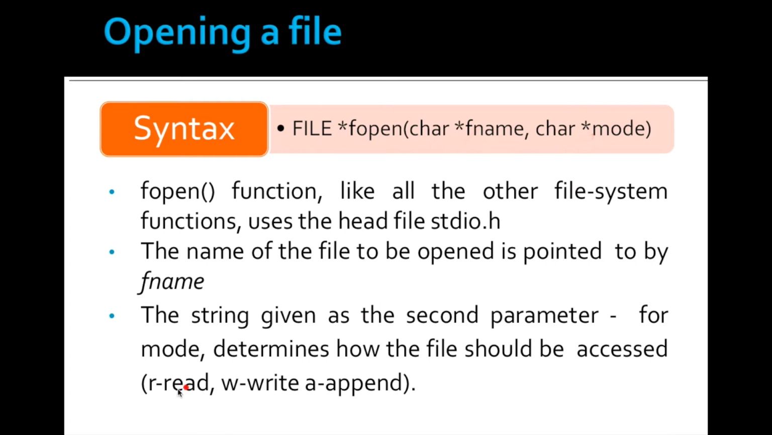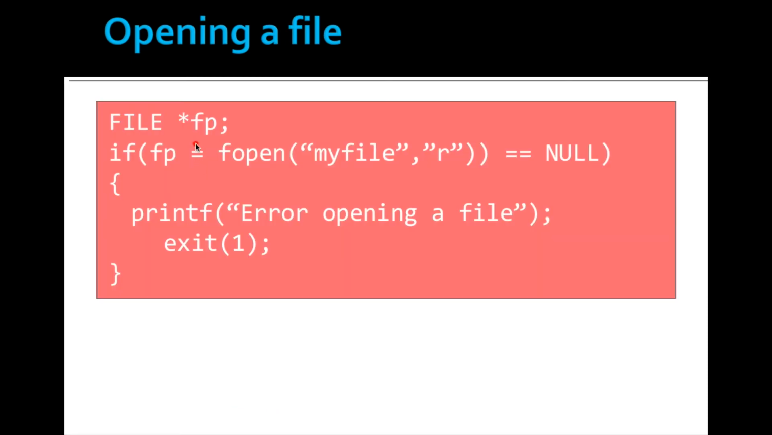Now the mode may be read, write or append. So we have declared one file pointer fp. We are opening a file named myfile in read mode. If anything goes wrong, the file will not open and it will return NULL. If fp equals NULL, the condition is true, so it will print an error. Whenever there is any error in opening a file, it will return a NULL value.